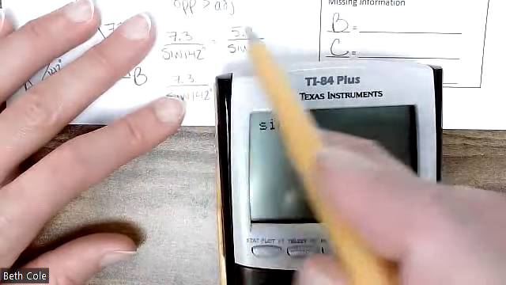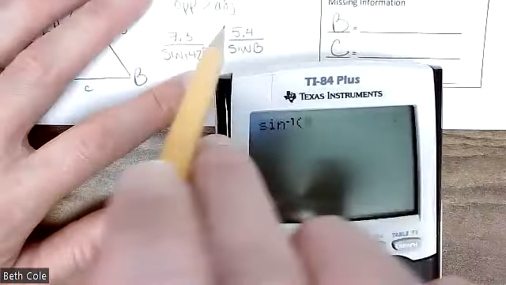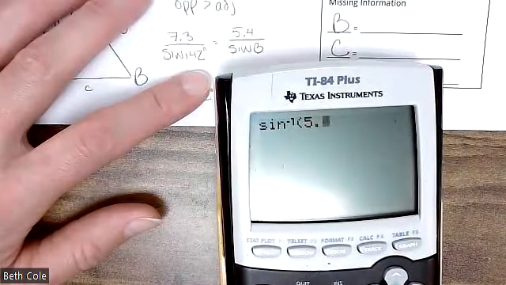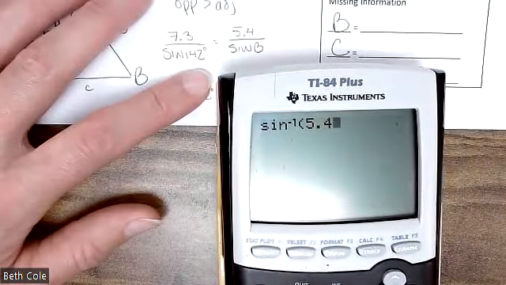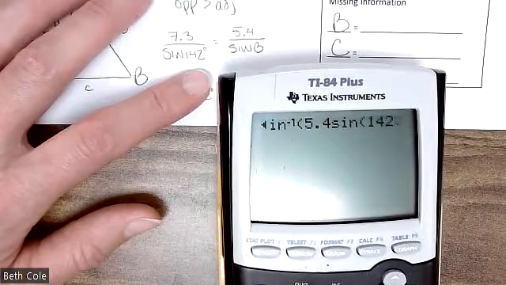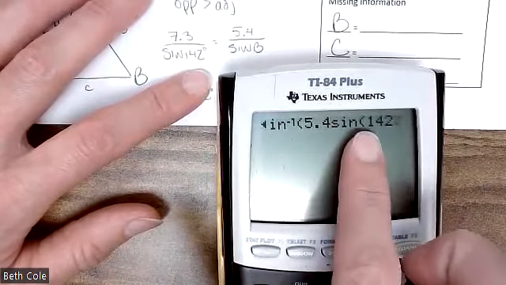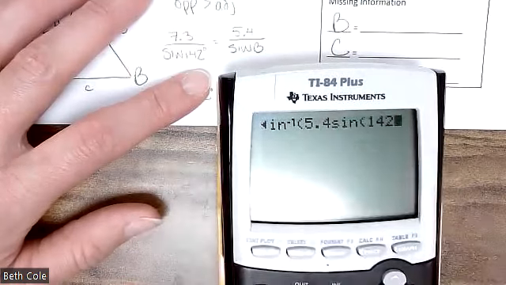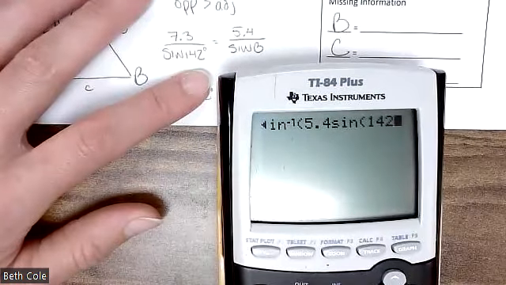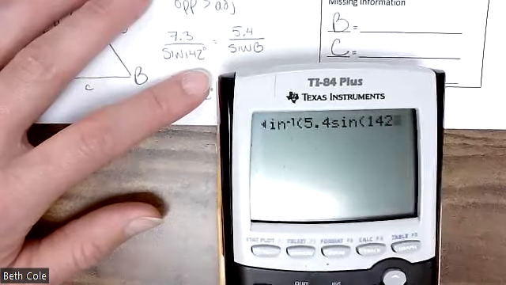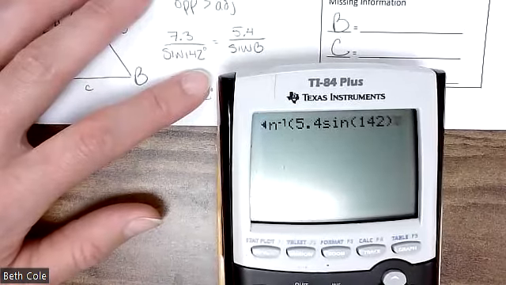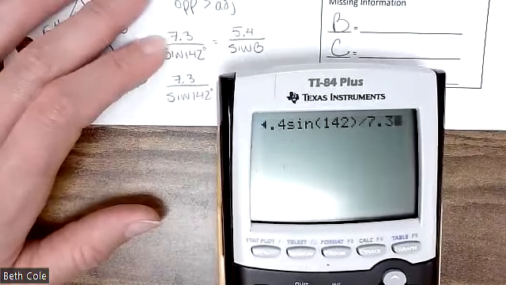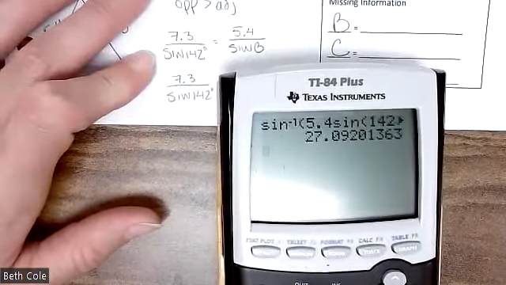Then you are going to cross multiply and divide. So it's 5.4. Don't do anything yet. Watch me do it, and then I'll pause and give you a chance. 5.4 sine 142. Oh, look, it started a parenthesis for me. I have to end it. And then divided by 7.3. And then that will give you your answer.